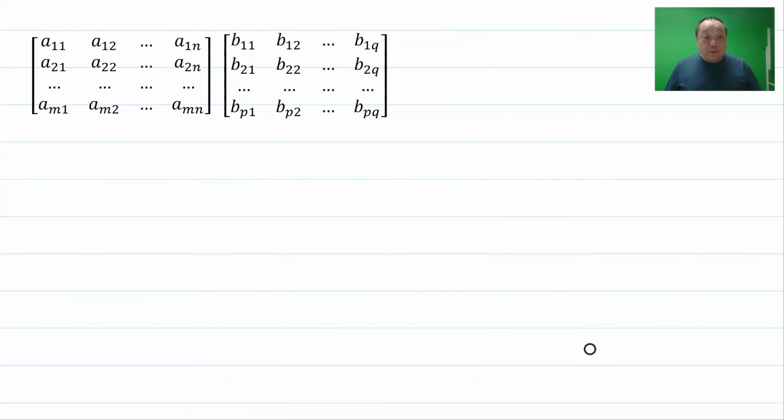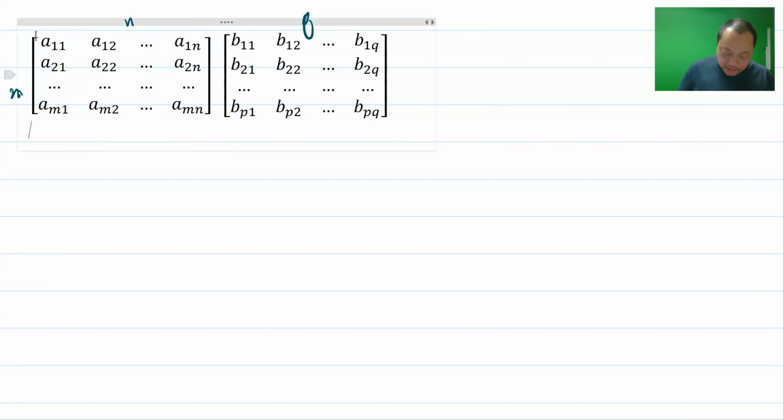All right, so now we know that if I have an M by N matrix and I multiply it by a P by Q matrix, then N and P have to be equal. Let me call this N, because now that we know N has to be equal to P, I'll just rename this as N. So all the P here become N. All right, let's go ahead and multiply.